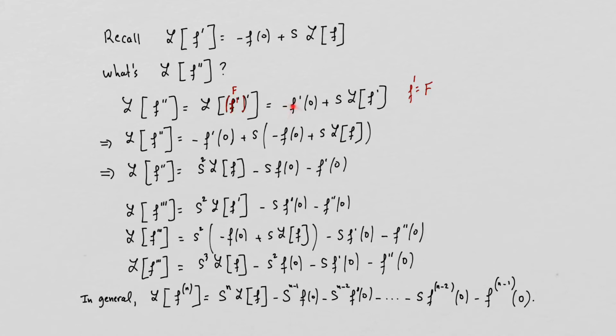Well, we get negative f prime of 0, here it is, plus s, here it is, times the Laplace transform of f prime, which was found earlier. So we replace this by this, put it here. Distribute and bring the s squared. I like to start with s squared. So you get s squared times the Laplace transform of f, minus s f of 0, minus f prime of 0. Notice again that if you want to relate f double prime to f, you need two initial conditions, f of 0 and f prime of 0. And they showed up, which is really cool.